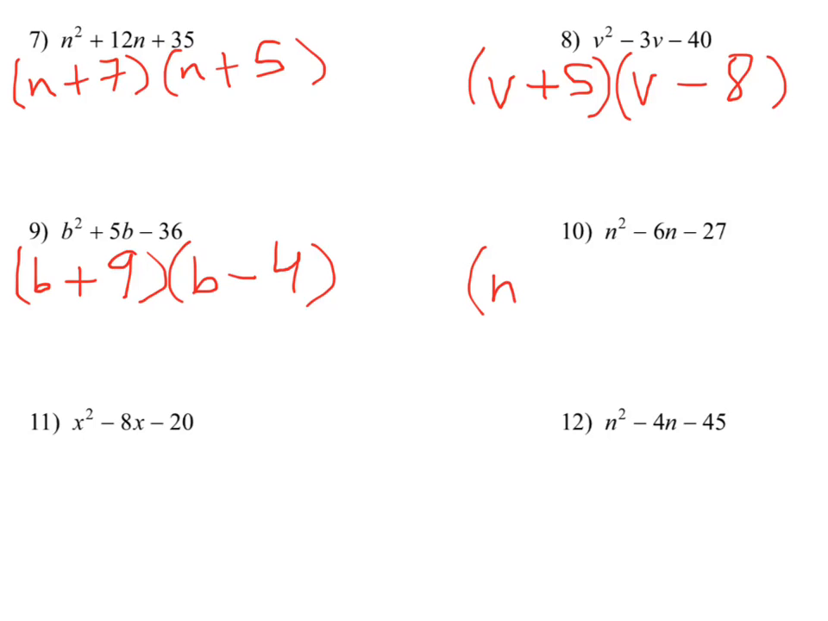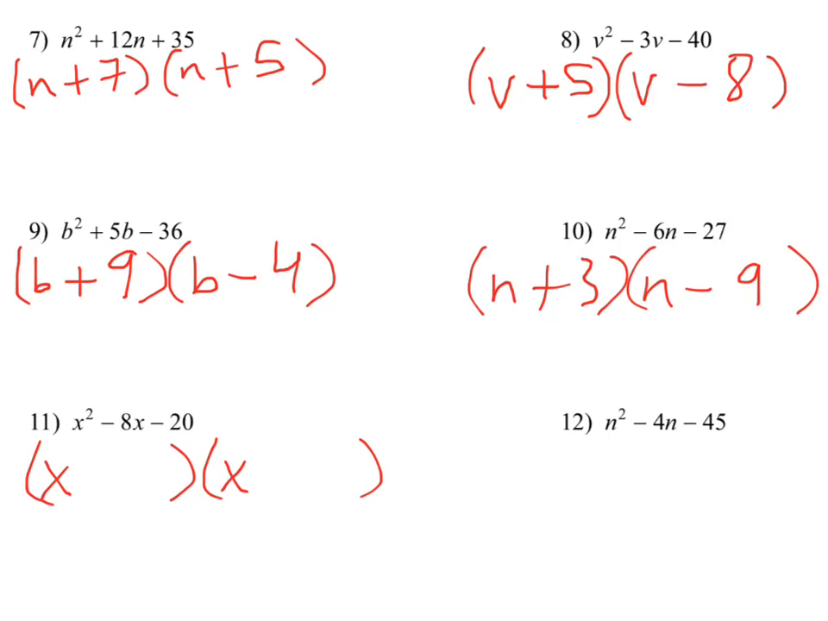Moving on to 10, we're going to have n's in front of our binomials here. The last term is negative, so one of these is going to be positive, the other one's going to be negative. And when you think of two factors of negative 27 that add together to give you negative 6, 27 is 3 times 9, so if you did negative 9 and positive 3, those would multiply to give you negative 27. And since the 9 is negative, when you add 3 to that, you'll get less negative, which would be negative 6.